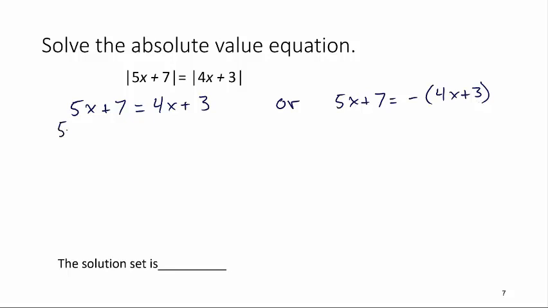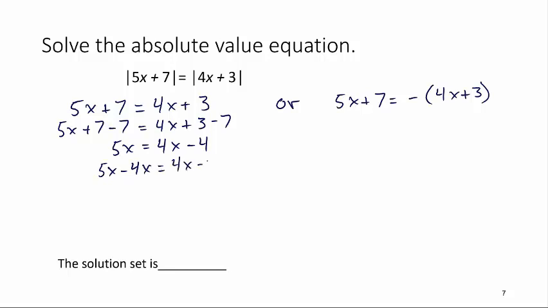In this first example, I'm going to subtract 7 from both sides. So I have 5x plus 7 minus 7 equal to 4x plus 3 minus 7. So I have 5x equal to 4x minus 4. So now I'm going to subtract 4x from both sides. So I have 5x minus 4x equal to 4x minus 4x minus 4. So now I have x equal to -4.